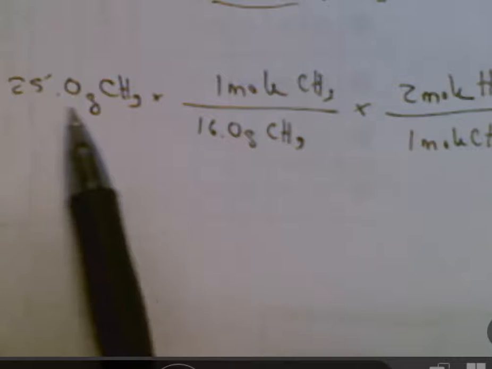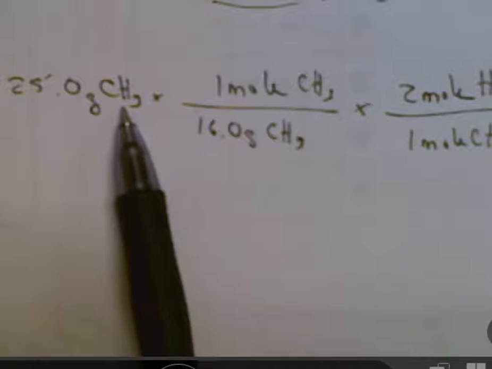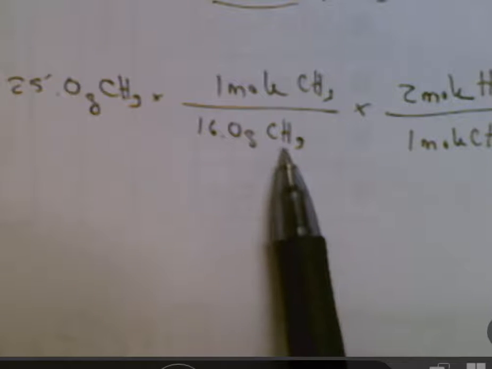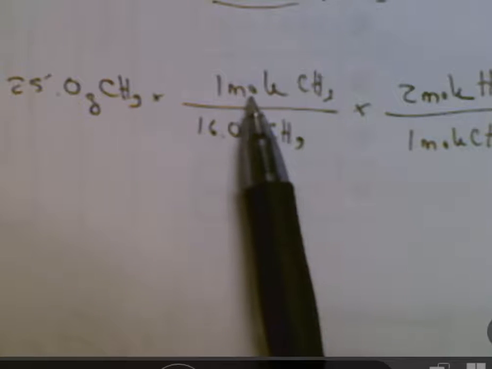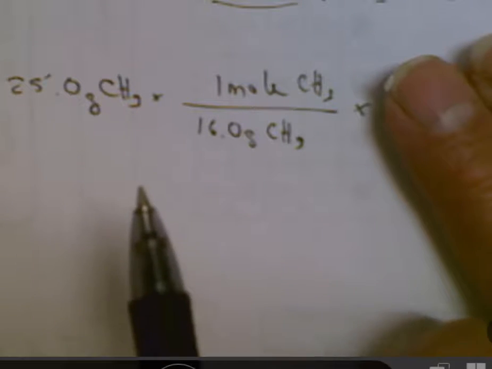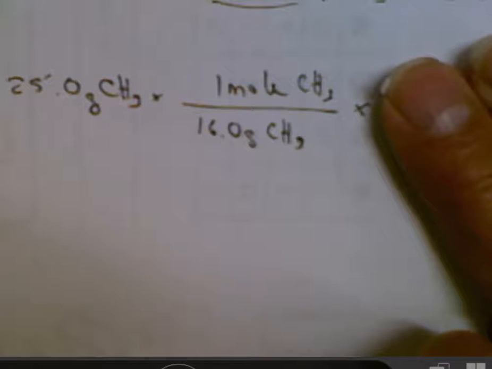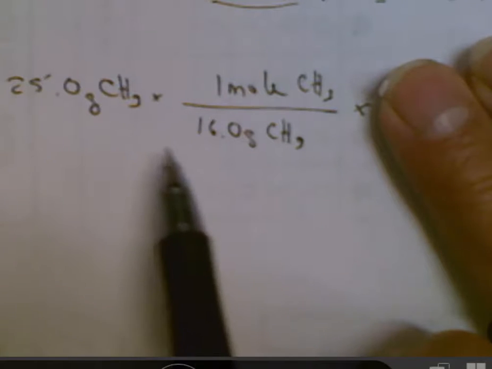So if we start with 25 grams of methane, we can figure out the molar mass of methane just right off the periodic chart. That's going to be 16 grams of methane per 1 mole. If I take 25 and divide that by 16, just stop right there, that will give me the number of moles of methane in 25 grams. So I could write that down. That would give me 1.56 moles of methane. But let's just go ahead and keep thinking about this.